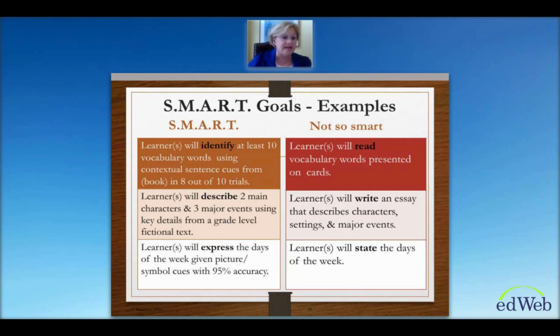Learners will identify at least 10 vocabulary words. That allows you to make it very specific, using contextual sentence cues. That helps and provides an assist, a scaffold for those students who might have some difficulty. And then in a certain book, in 8 out of 10 trials, see, that makes it measurable.